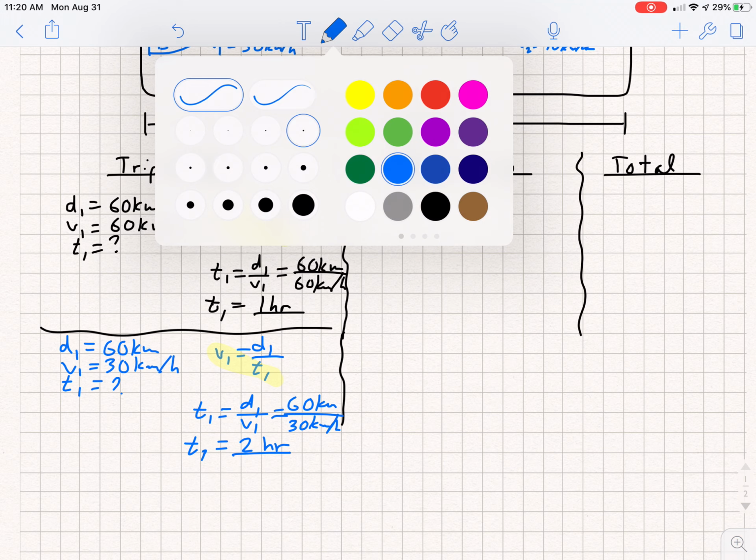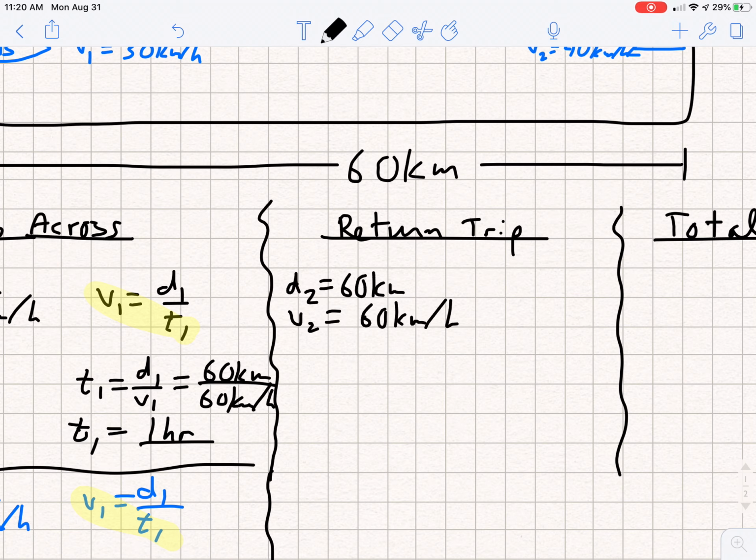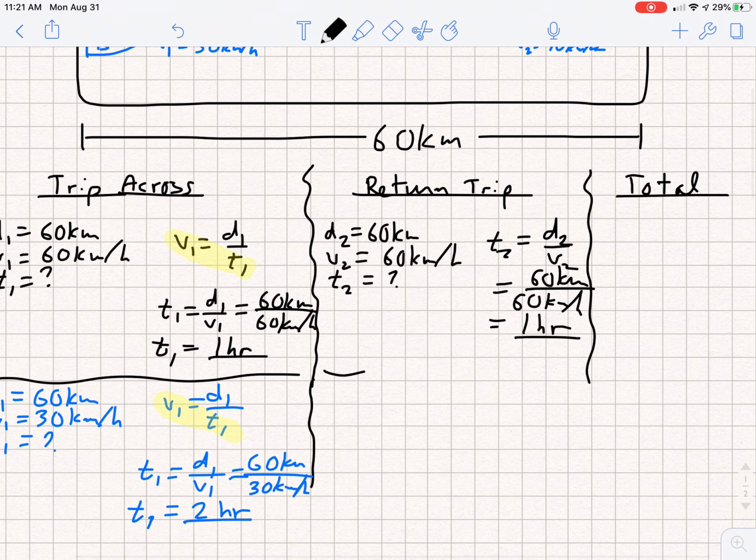Okay, now on the return trip, there's a 60 kilometer trip. Boat A goes at 60 kilometers per hour, and we need to find that time. So using the same equation, T2 equals D2 over V2, which is 60 kilometers over 60 kilometers per hour. So it takes 1 hour for boat A to return.